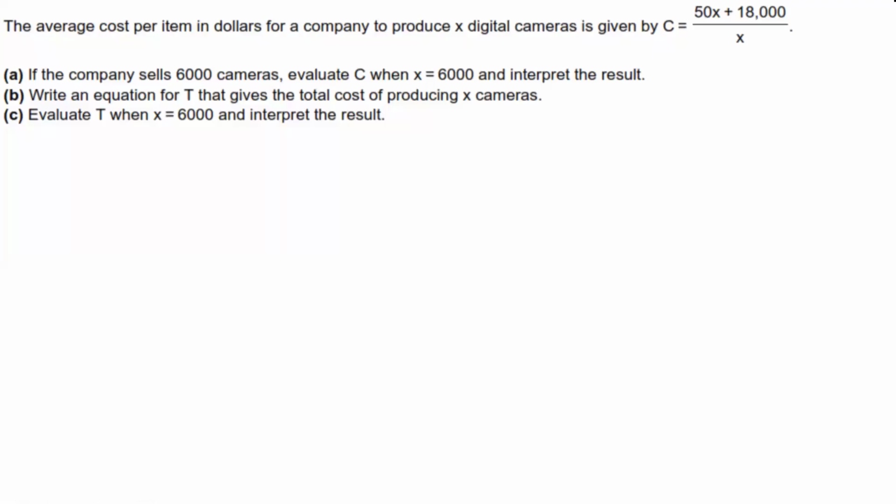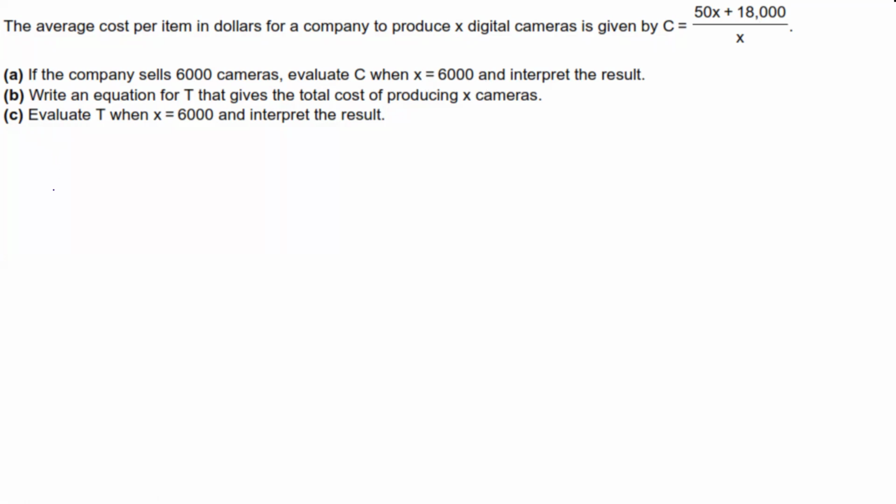All right, so here's the last question for this section. It says the average cost per item in dollars for a company to produce X digital cameras is given by C equals 50X plus 18,000 divided by X. Now, if they sell 6,000 cameras, evaluate this average cost for X equals 6,000 and then interpret the results.